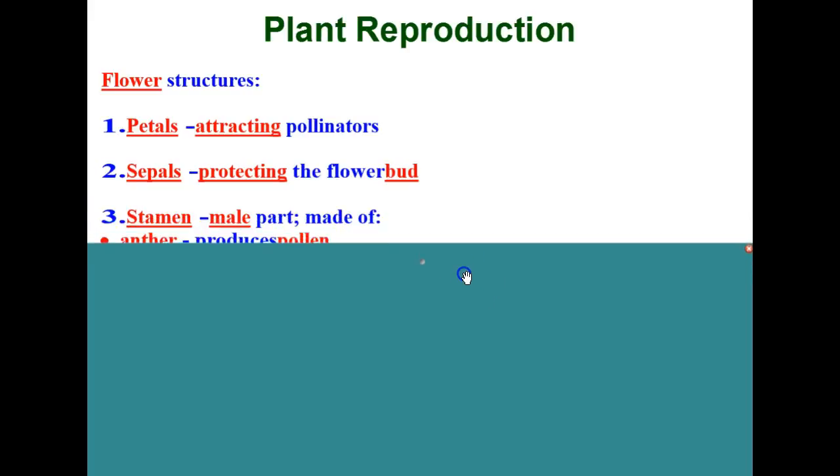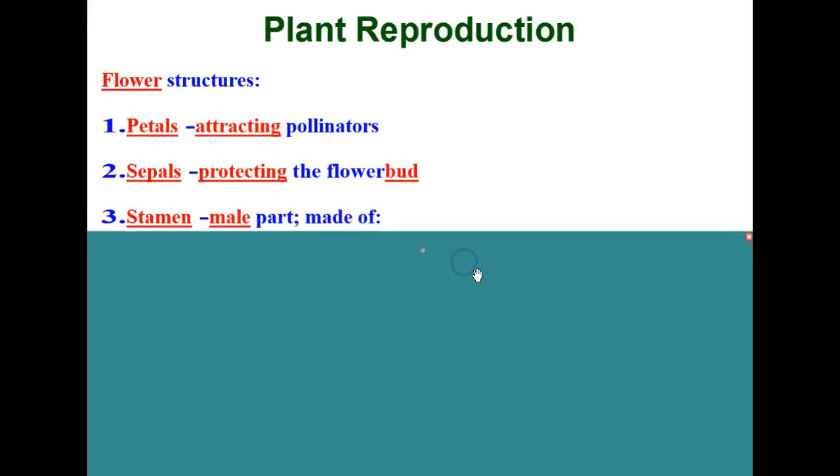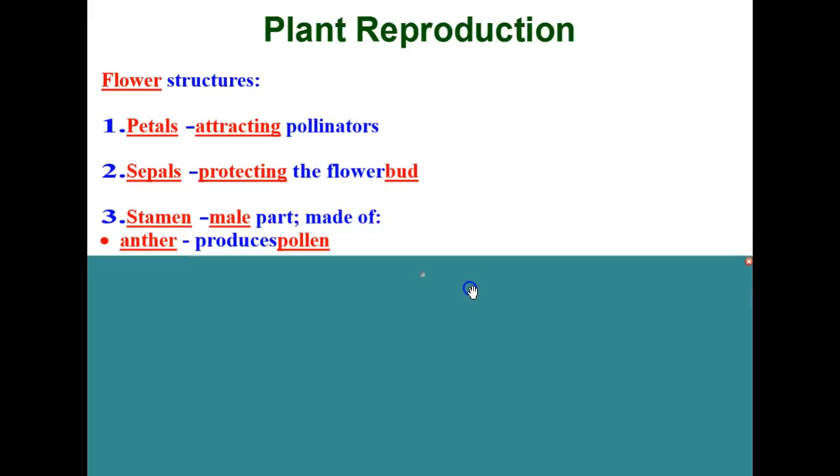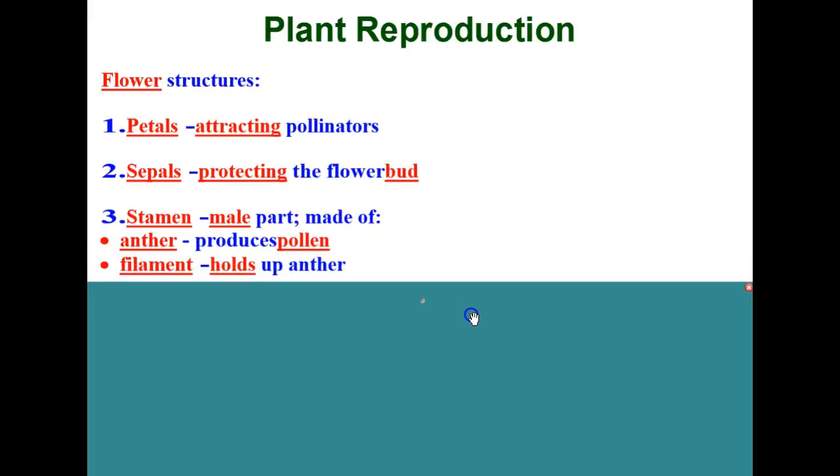And then we get into the reproductive organs of the flower. The stamen, which is the male part of the flower, consists of the anther at the top of the stamen, which produces pollen, which houses, of course, the male gametes. And also the filament, which is the thin structure that holds the anther up in the air. So together, the filament and the anther make up the stamen.